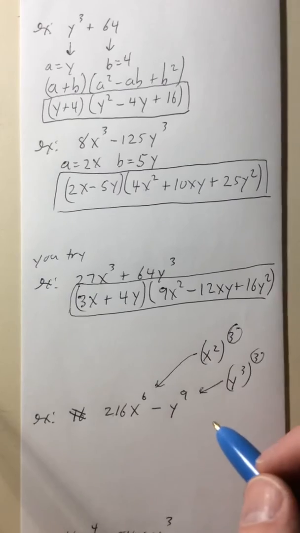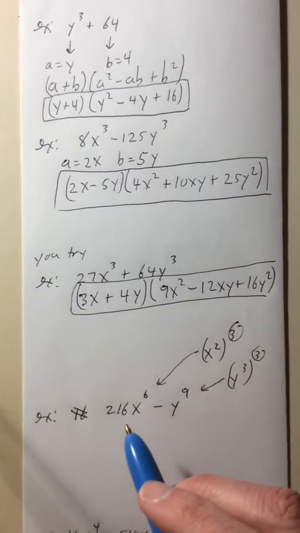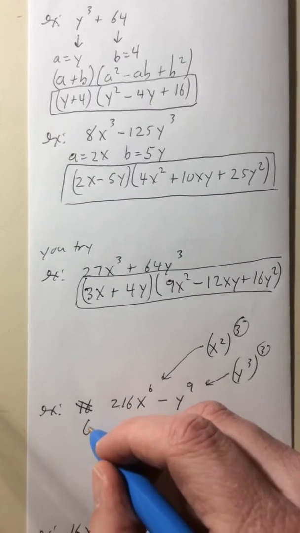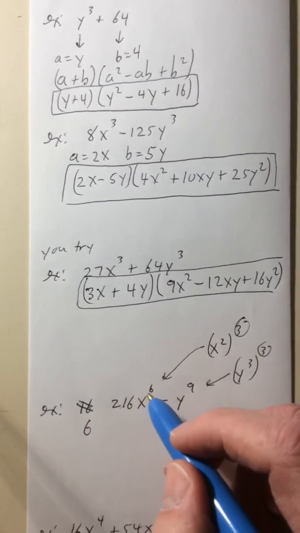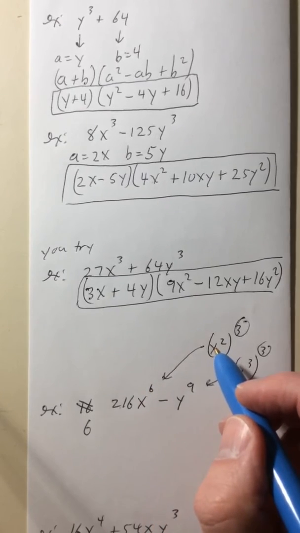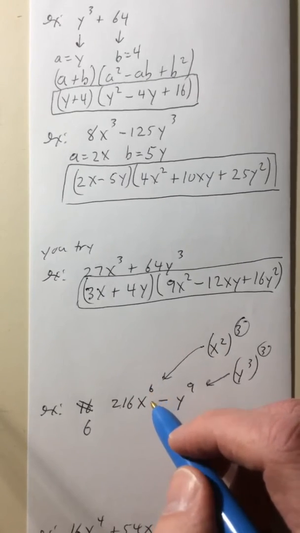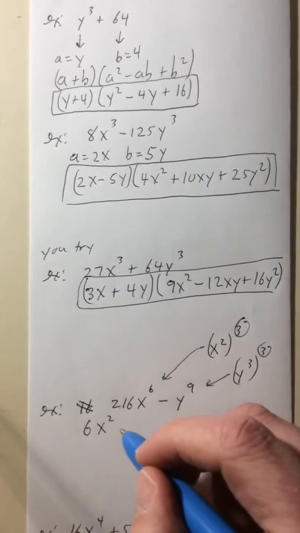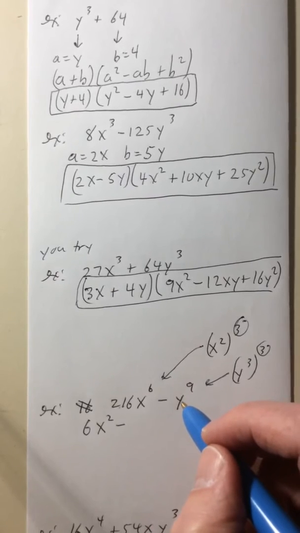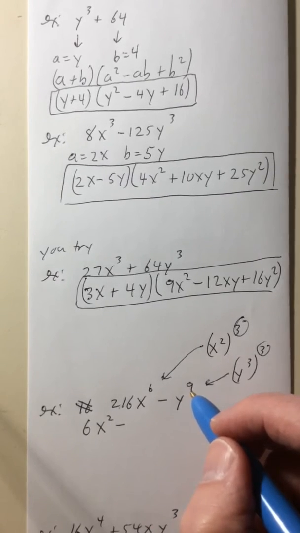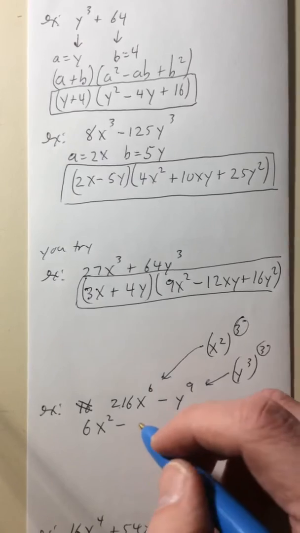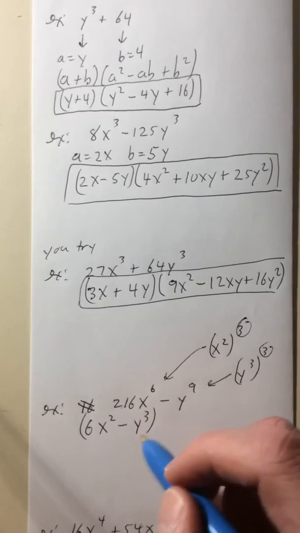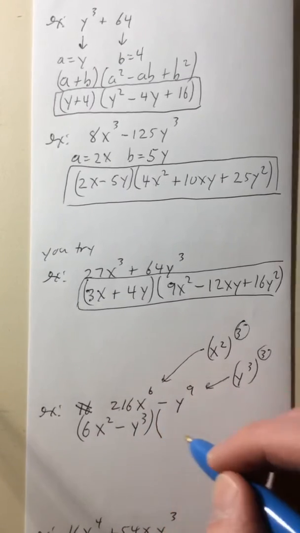So since these guys are perfect cubes, we can apply the formula. So as we've already talked about, the cube root of 216 is just 6. And the cube root of x to the 6th is x squared. Right? We're just going to divide that exponent by 3. So 6 divided by 3 is 2, so we get 6x squared. And then we have a minus. And then we're going to take the cube root of y to the 9th. So again, just divide the exponent by 3. So we get y cubed. So there's our a, there's our b, and then we just do the rest of the formula right here.